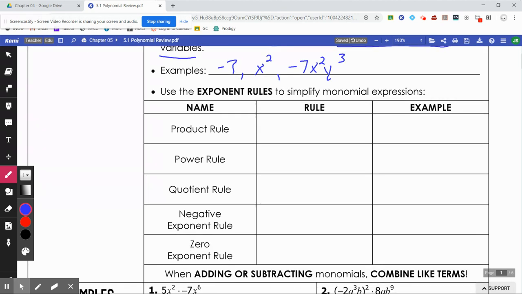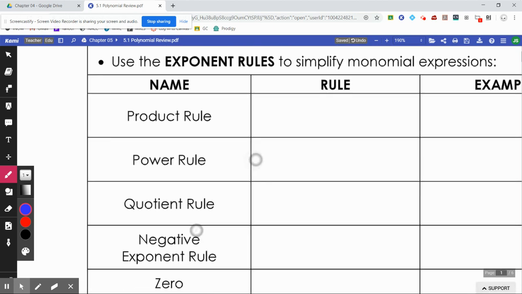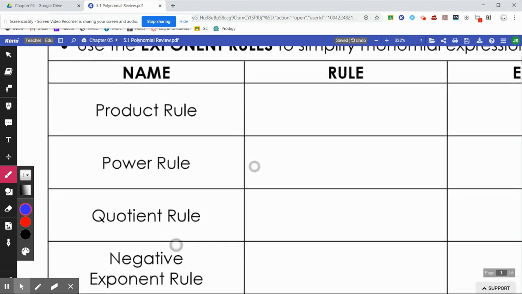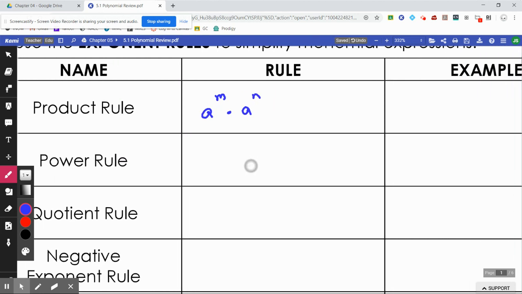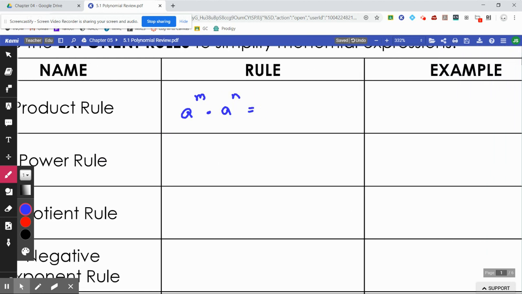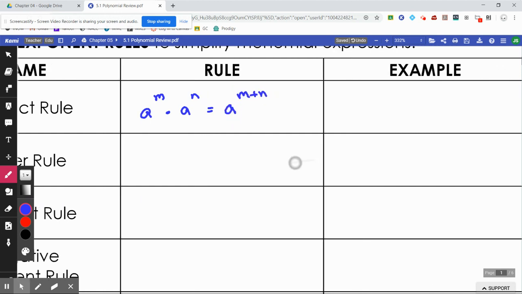We're going to use our exponent rules to simplify these monomial expressions. So let's go through and remind you about these exponent rules. First off, your product rule says if you have some number or variable to a power, let's do an m power, and you multiply times the same number or variable to a different power, the rule is you're actually going to count how many total you have by just adding the exponents together, a to the m plus n.